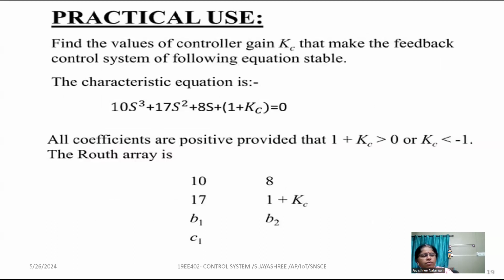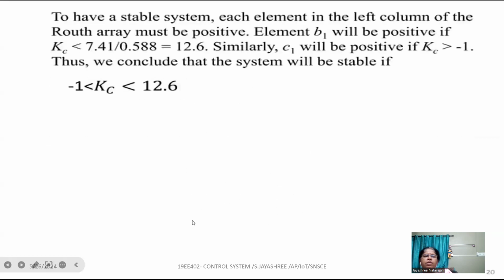Taking one more example: find the values of the controller gain Kc that make the feedback control system stable. The equation is given. All the coefficients are positive, and 1 plus Kc is greater than 0. That means Kc is greater than -1. Now start writing the elements: 10, 8, 17, 1 plus Kc, B1, B2, C1.